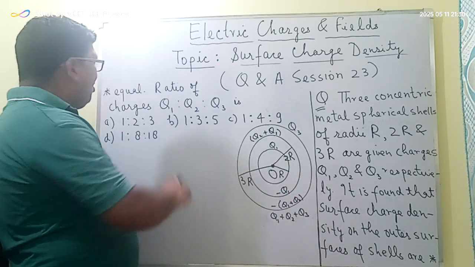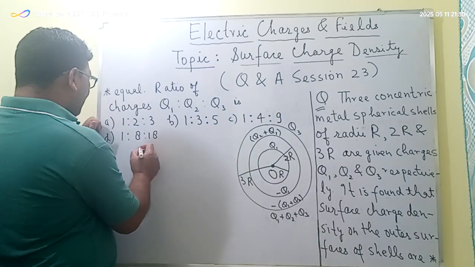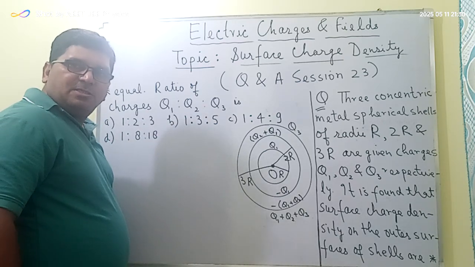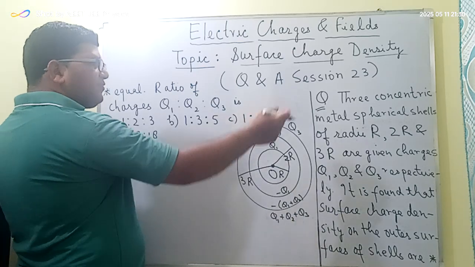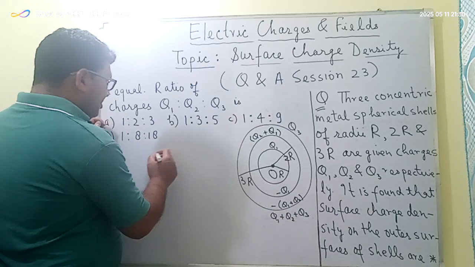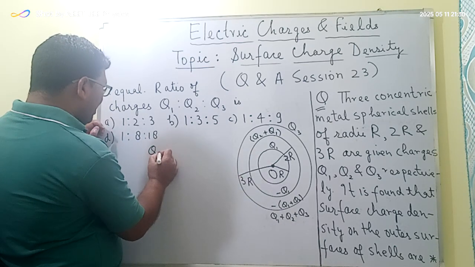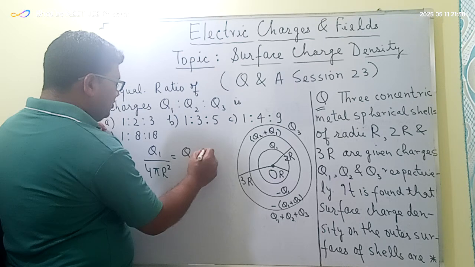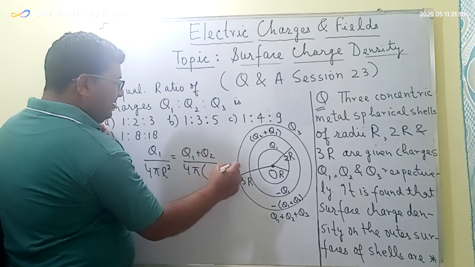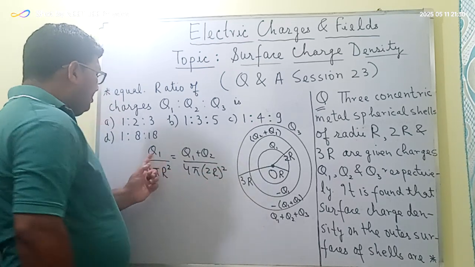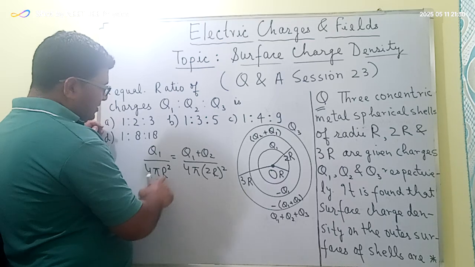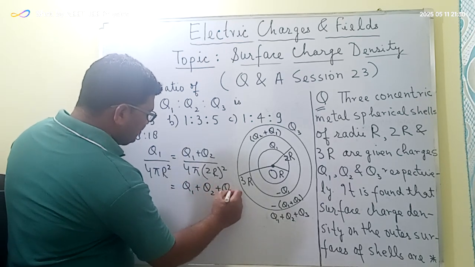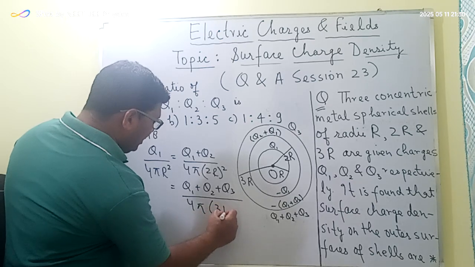Now the surface charge densities of all these three spherical shells are equal. Surface charge density is equal to the total charge residing on the surface divided by the surface area. These are spherical shells, so the surface area is 4 pi r square. For the inner shell, the surface charge density is q1 divided by 4 pi r square. For the middle shell, it is q1 plus q2 divided by 4 pi (2r) whole square. Since the surface charge densities are equal, q1 upon 4 pi r square equals q1 plus q2 divided by 4 pi (2r) whole square, and this equals q1 plus q2 plus q3 divided by 4 pi (3r) whole square.